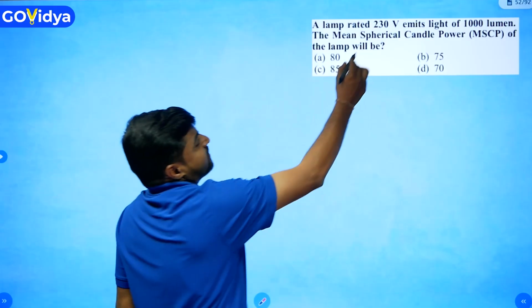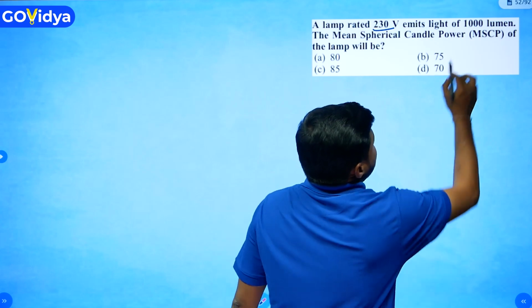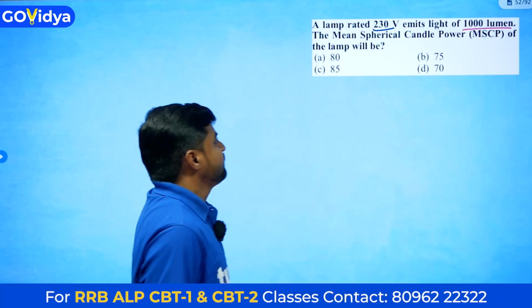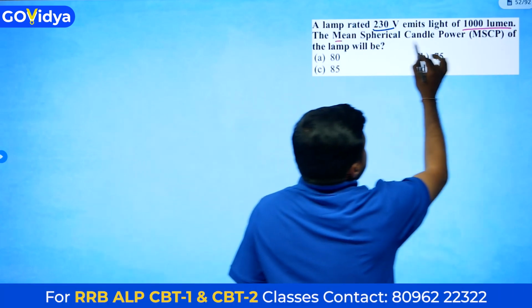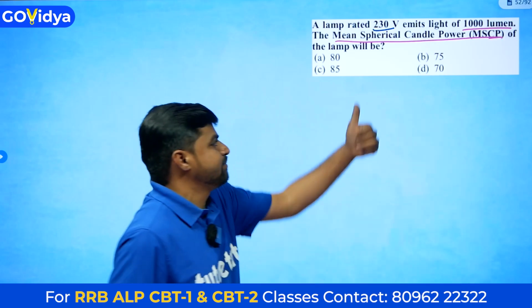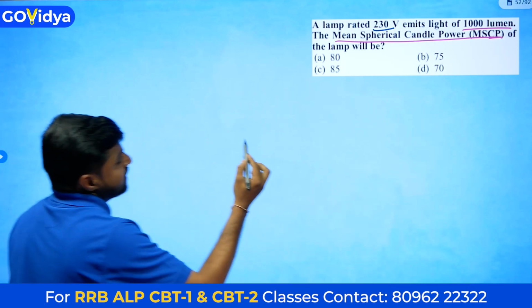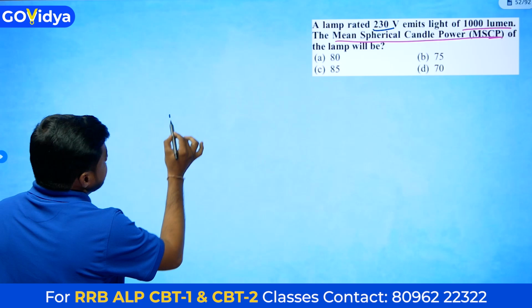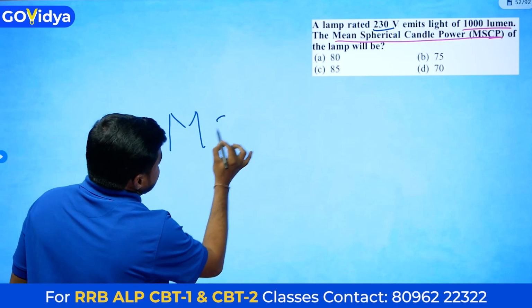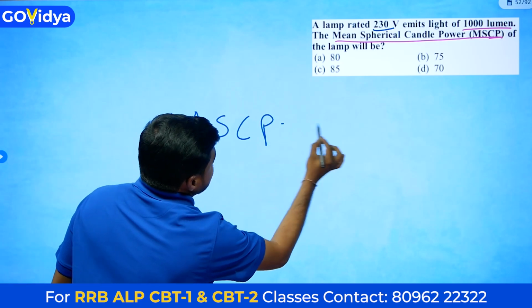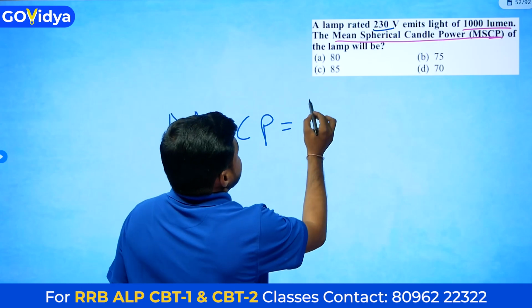A lamp rated 230 volts emits a light of 1000 lumens. We have to find the MSCP, mean spherical candle power. Mean spherical candle power is equal to luminous flux by 4 pi.